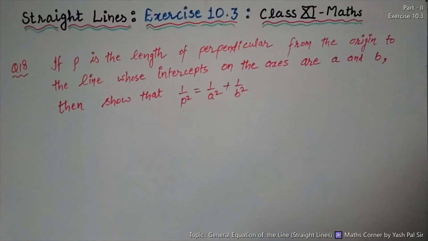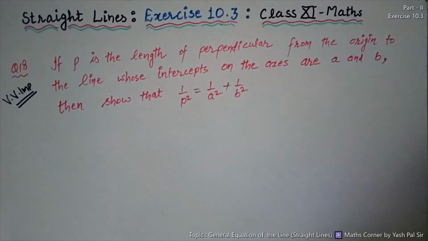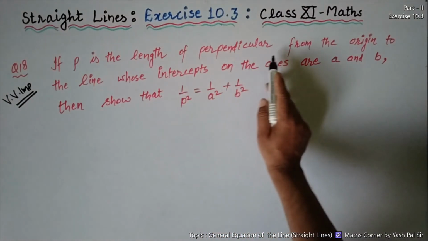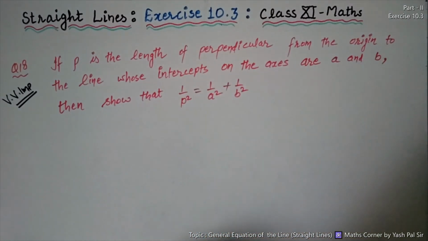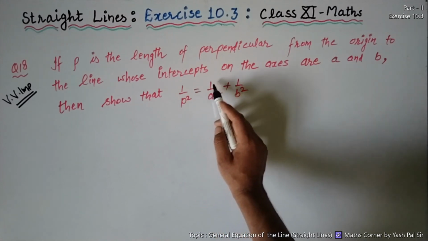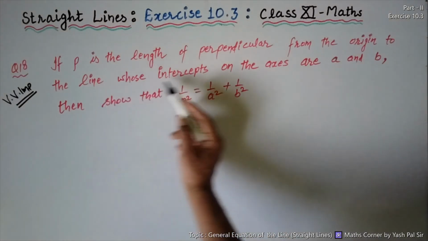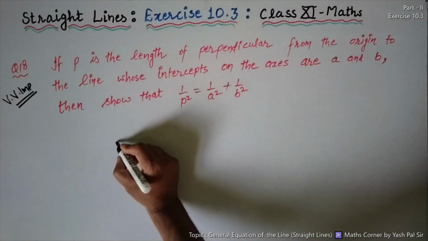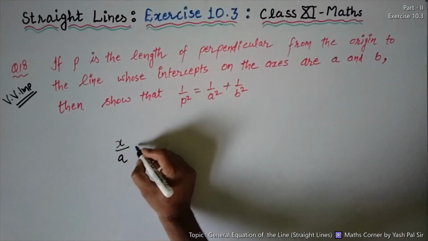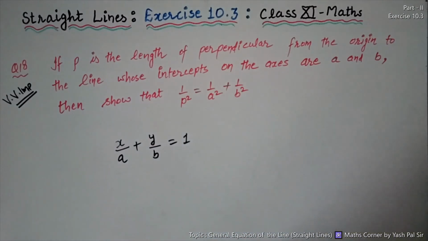Now next question. Question number 18. This question is very important from the examination point of view. If P is the length of perpendicular from the origin to the line whose intercepts on the axes are A and B, then show that 1 upon P square equals 1 upon A square plus 1 upon B square. First of all, what is the equation of the line whose intercepts on the axes are A and B? Obviously this is x upon A, where A is the x intercept, plus y upon B, where B is the y intercept, is equal to 1. This is the equation of the line.